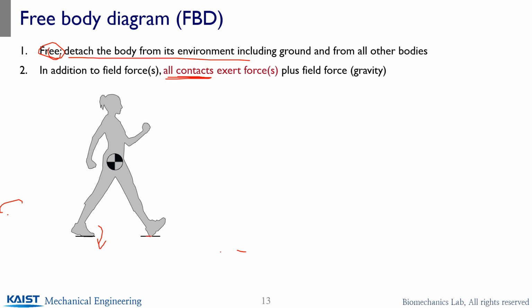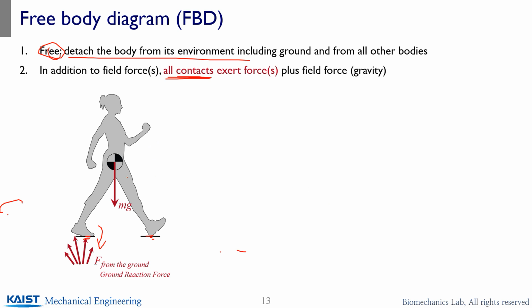So free the body, free the human, okay? So you only have a contact point with the ground, okay? Then the force is applied through the contact. So there is a ground reaction force applied to the foot, at the ground contact point here. And the field force, gravity, that's it. That's the free body diagram of human walking.